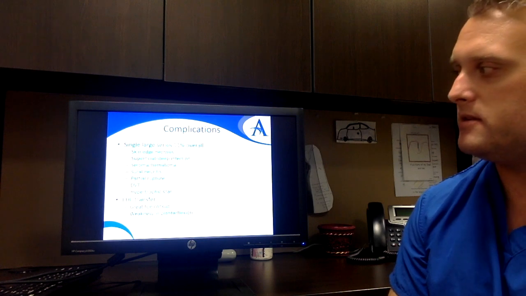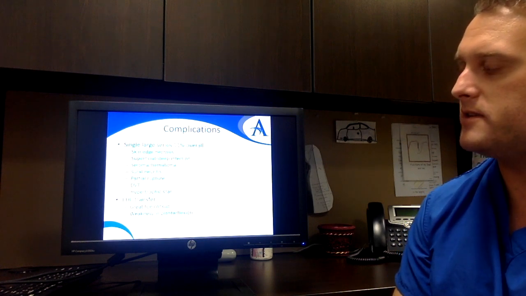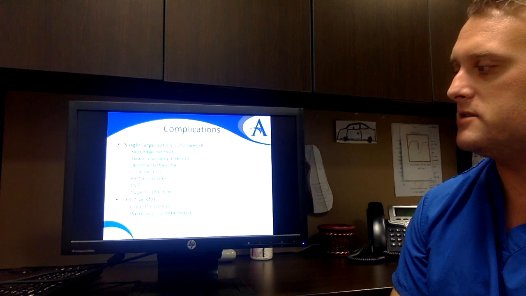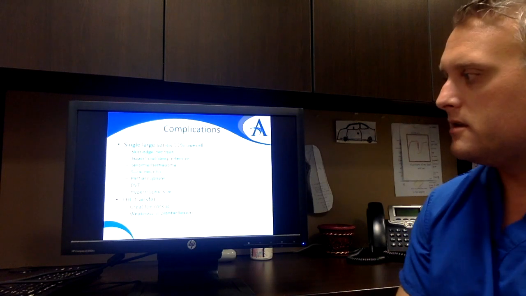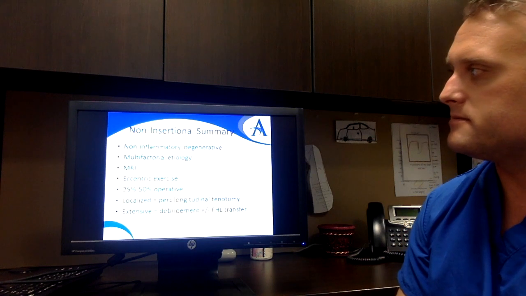Complications, same thing as with any Achilles injury, is skin necrosis. With FHL transfer, you can have issues with the great toe, and weakness in plantar flexion.